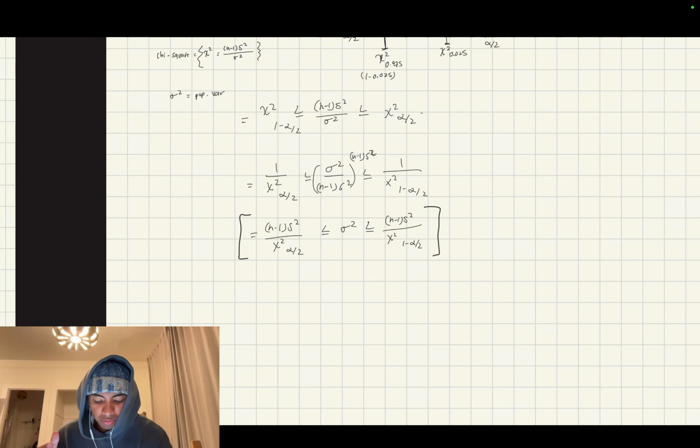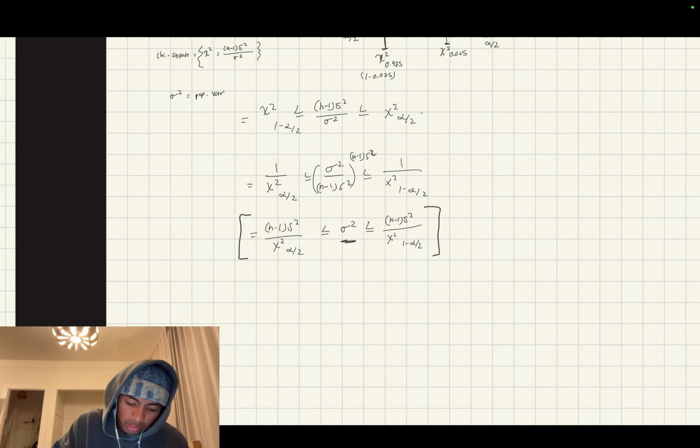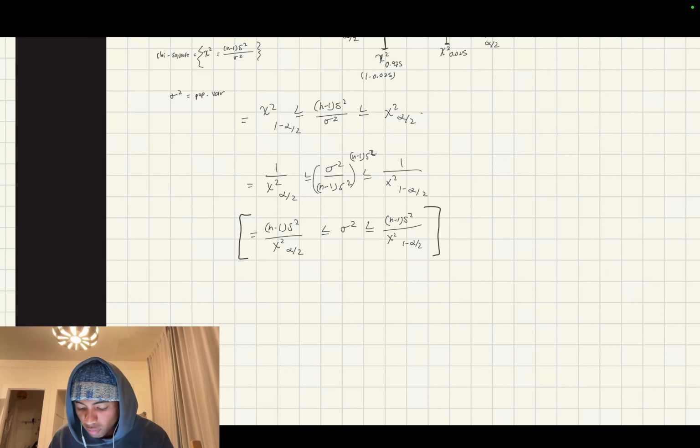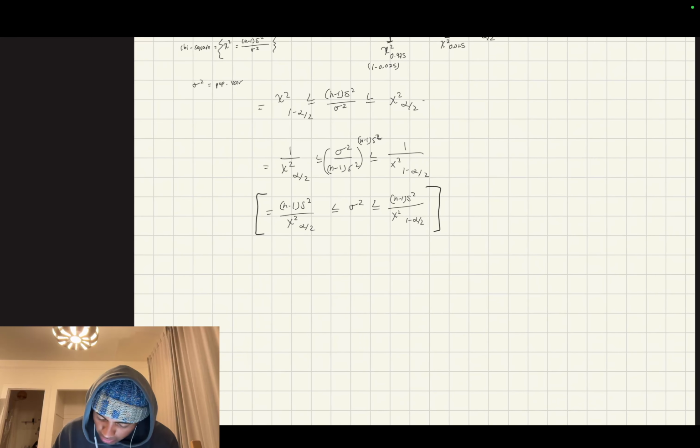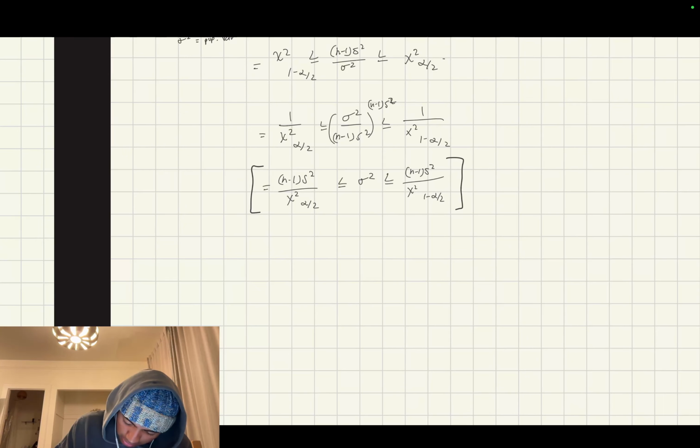Now we know that our population variance, sigma squared, is in between values that we can calculate. Well, let's do that. Let's calculate for them, and let's do the top half of this first.